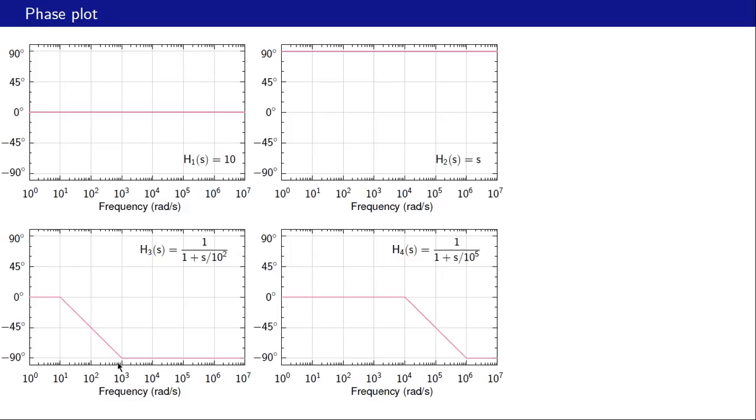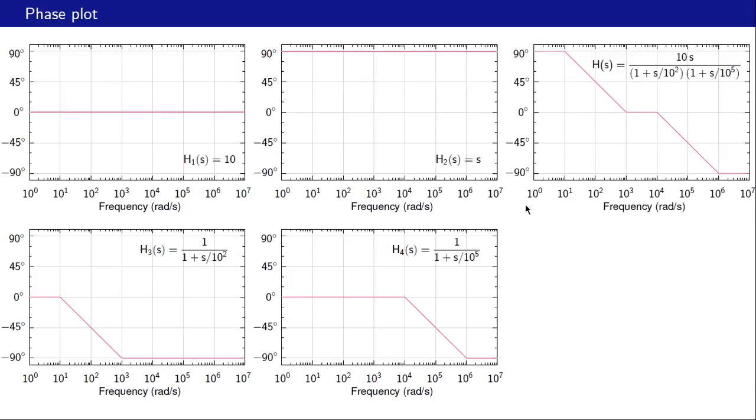Let us begin at this point, 10 raised to 0 radians per second. What is the phase? Here 0 degrees, 0 degrees, 90 degrees, 0 degrees. So the overall phase is going to be 90 degrees. So that gives us our first data point right there. So omega is equal to 10 raised to 0 radians per second, phase equal to 90 degrees.